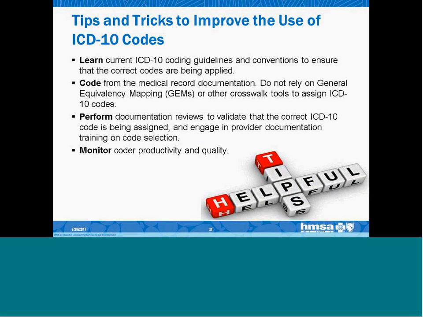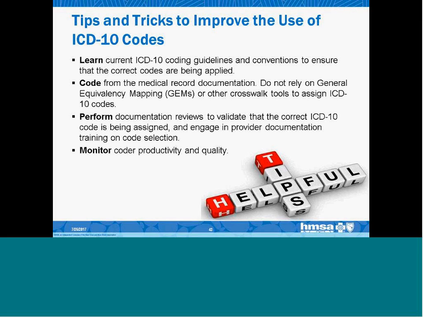Some tips and tricks to improve the use of ICD-10 codes. Learn the current ICD-10 coding guidelines and conventions to ensure that the correct codes are being applied. For example, many chronic conditions with complications have a combination code available, which should be used instead of listing the individual conditions, such as instead of listing hypertension and chronic kidney disease, use the code for hypertensive chronic kidney disease.